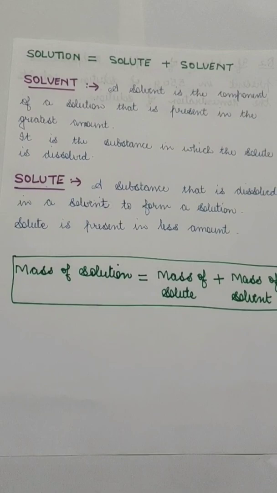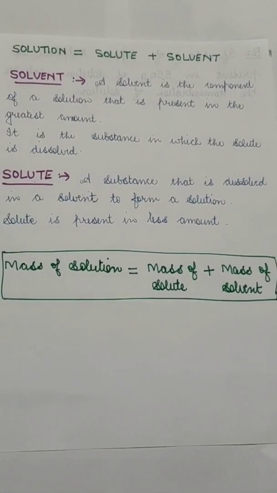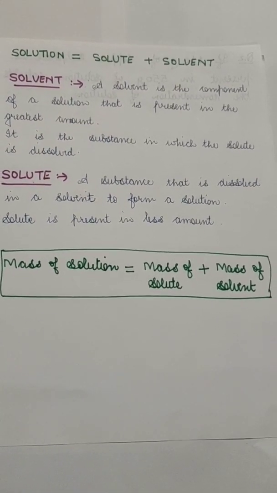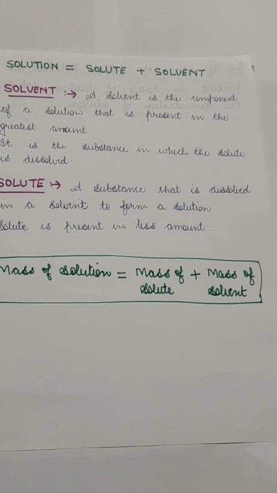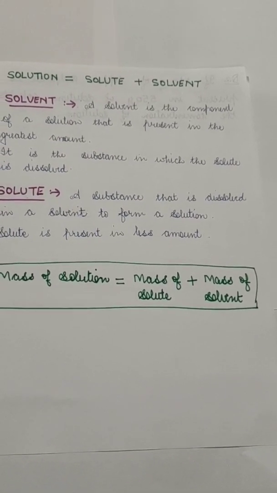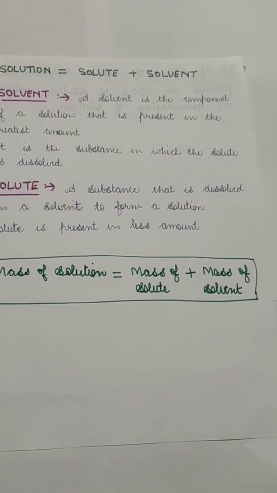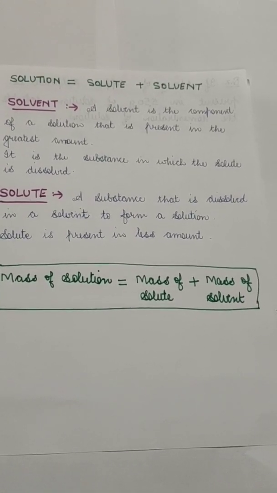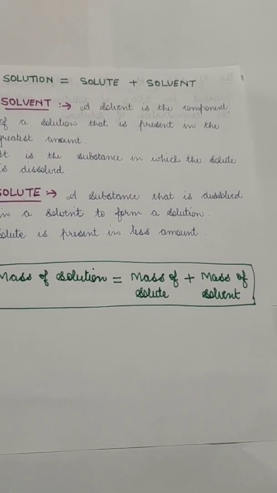So this is the solution, which equals the solute plus solvent. First about solvent. A solvent is a component of the solution that is present in the greatest amount. That means if we want to dissolve sugar in water, it will form a sugar solution. Before it was made a solution, the sugar acts as solute and water acts as solvent, because sugar is taken in the lesser quantity and water is taken in the large quantity. So a solvent is a component of a solution that is present in the greatest amount. Because water is taken in the greatest amount, water is the solvent and sugar is the solute.